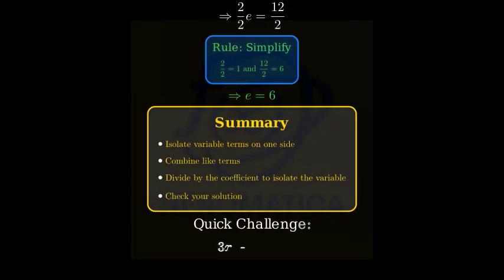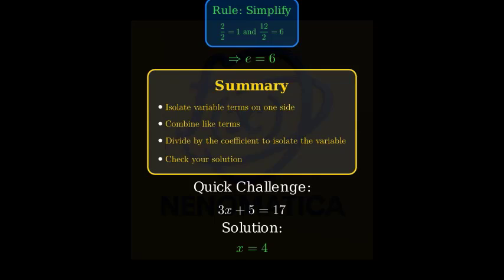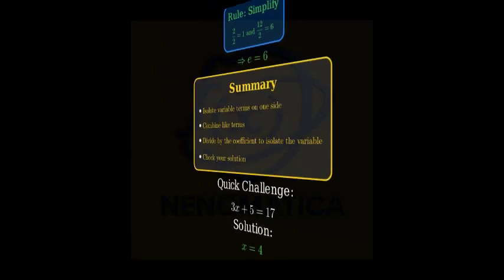Quick Challenge. Try solving this equation on your own. 3x plus 5 equals 17. Pause the video and solve it. Ready for the answer? The solution is x equals 4.